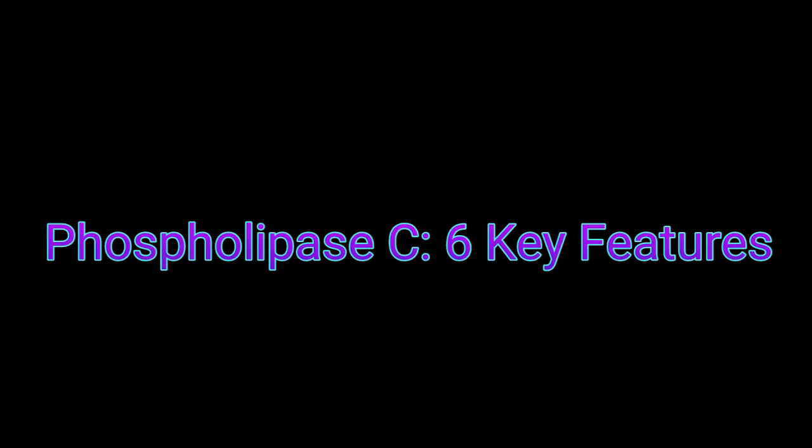Phospholipase C is an important intracellular enzyme that is activated by a G protein coupled receptor and can produce two potent intracellular second messengers. There are 6 important features about phospholipase C and its activation that are worth noting.